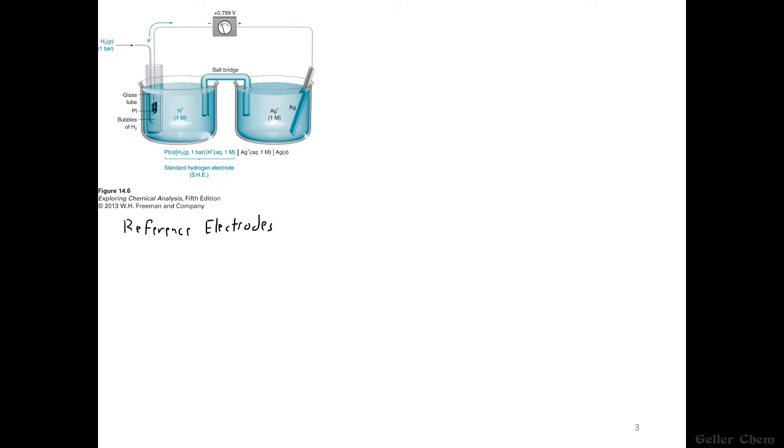We use these to measure the voltage of some analyte we're studying, for measuring E, particularly of an analyte. And so we'll learn two terms. One is going to be indicator electrode.